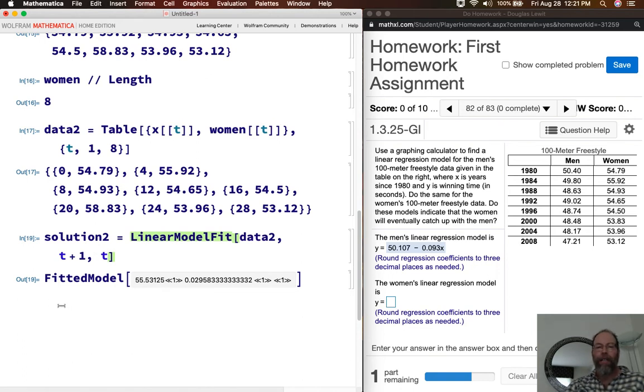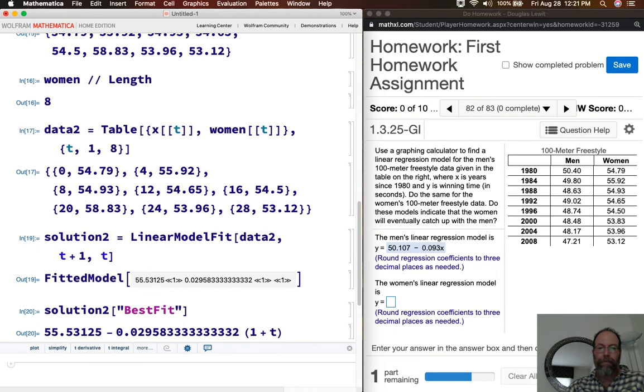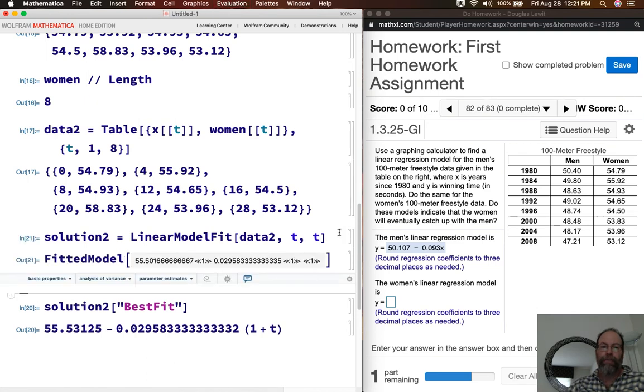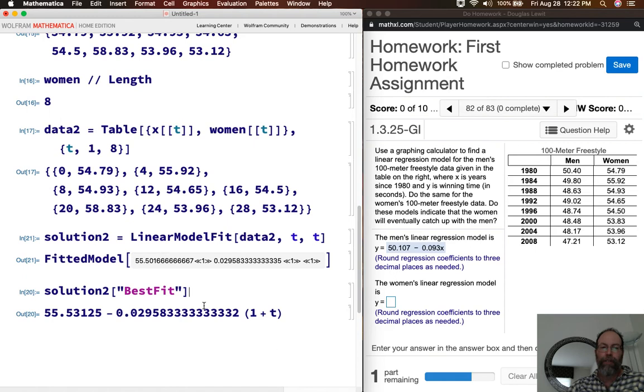So, solution 2 best fit. Oh, I see. Times 1 plus T, but that's not really, okay. So the model that I really want would be that. Okay. So Shift Enter. Solution 2 best fit, Shift Enter.